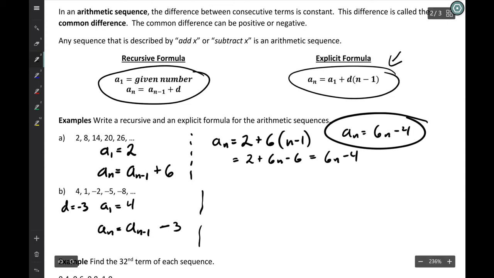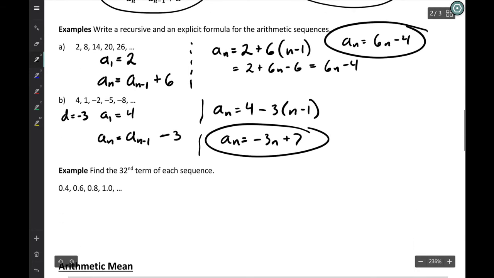For my explicit formula, it's the same process. A sub n is equal to 4 minus 3 times n minus 1. And then if I distribute this out, I should see that a sub n is equal to negative 3n plus 7.